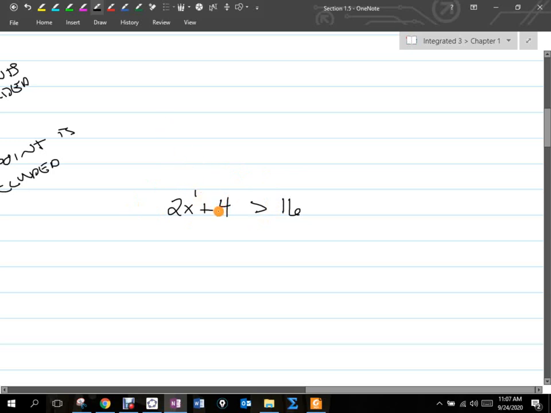With linear inequalities, you solve them just like you solve equations. So if I was to view this sign right here as an equal sign, what would you do first in that problem to solve for x?